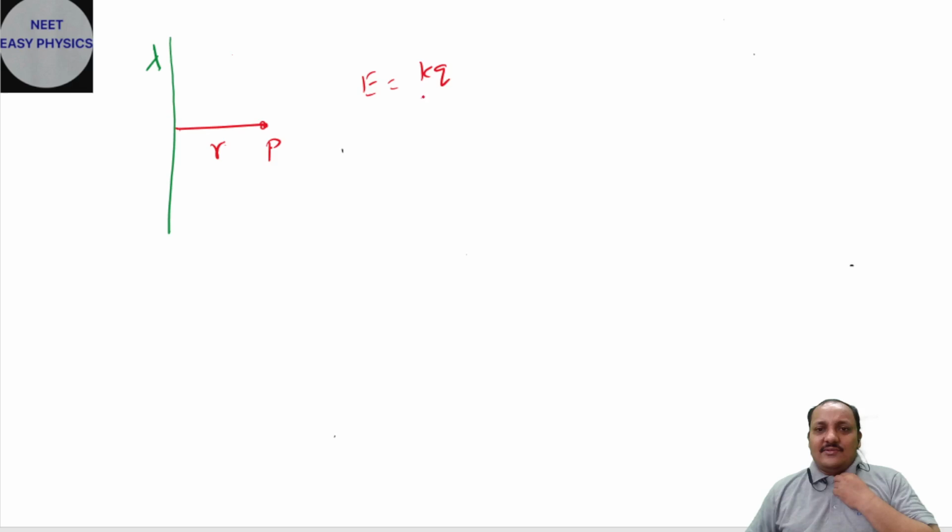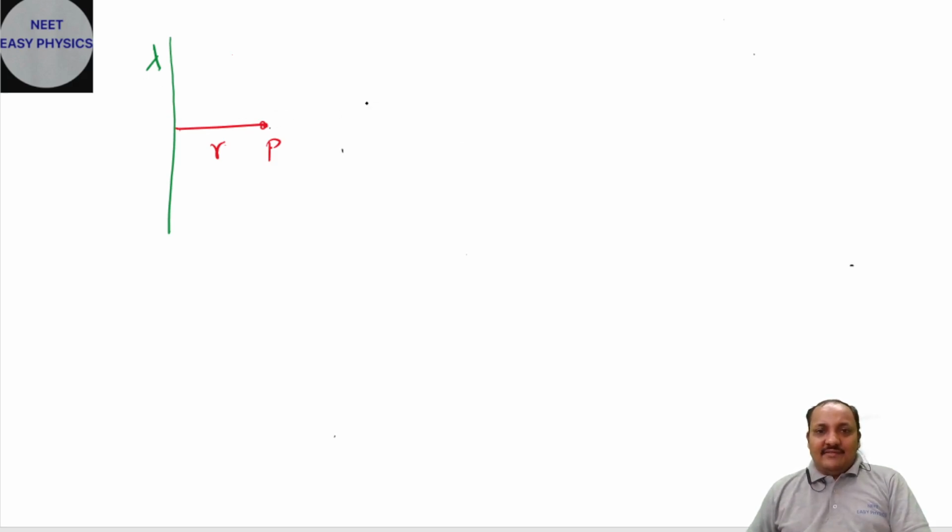Next step. Potential due to a straight infinite wire, a positively charged wire, at some distance R. An infinite wire, positively charged, of linear charge density lambda. At some distance R, what is the electric field intensity at this point? E is equal to KQ by R square, isn't it? No, this is for a sphere. We will be using this formula so many times, and many students will write like this and make a mistake.